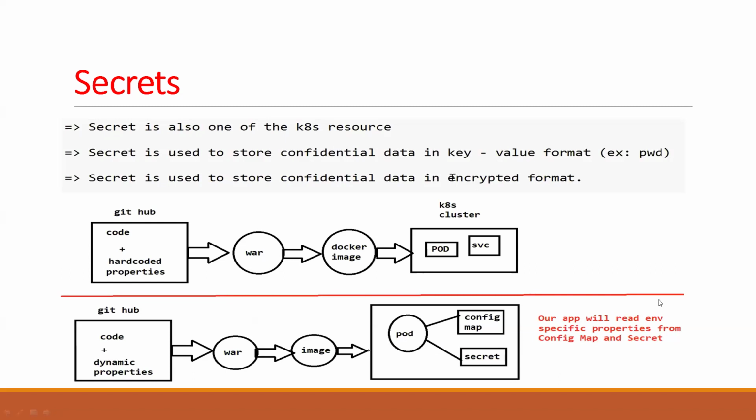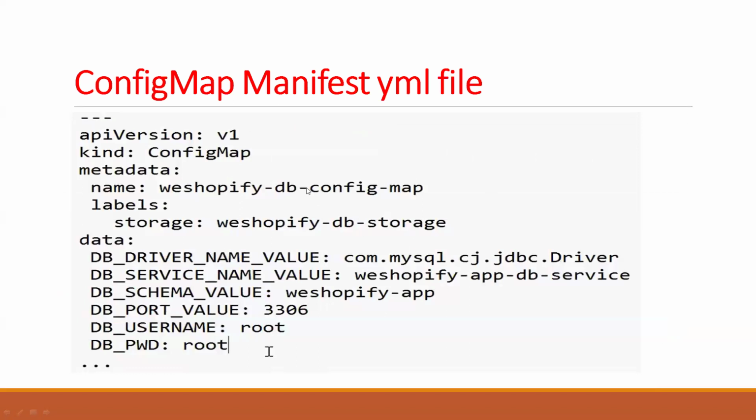So these are the configs and secrets. The config map manifest YAML file, for example: apiVersion v1, kind equal to ConfigMap, metadata name equal to vshopify. For example, this is the application, guys. So vshopify db config map, for example, label a storage. What is the storage? vshopify db storage. The storage I will tell you, guys.